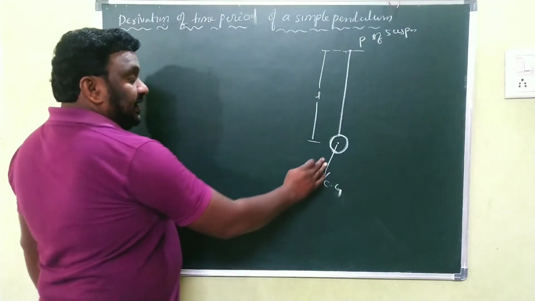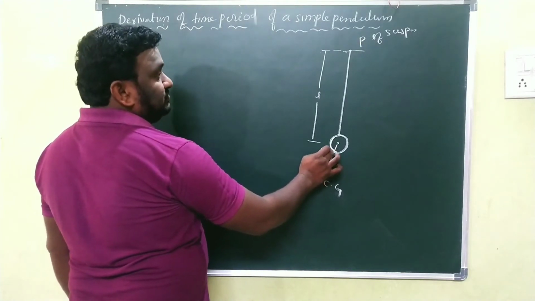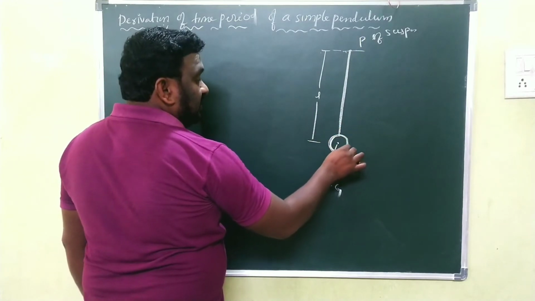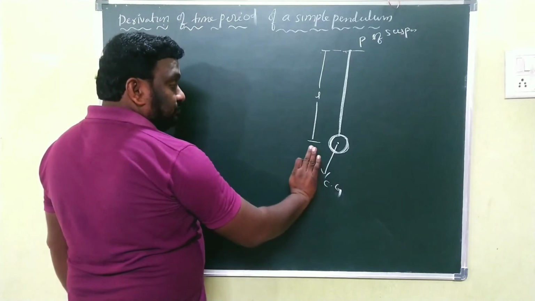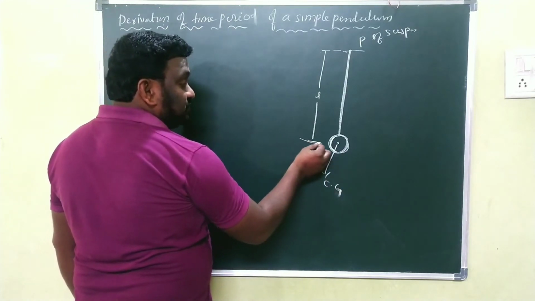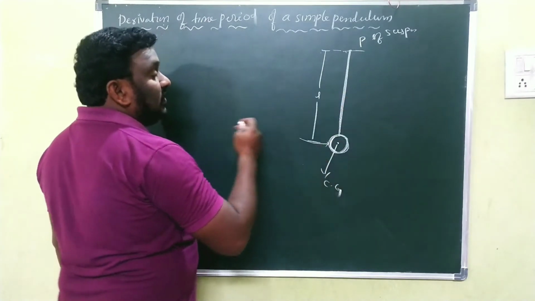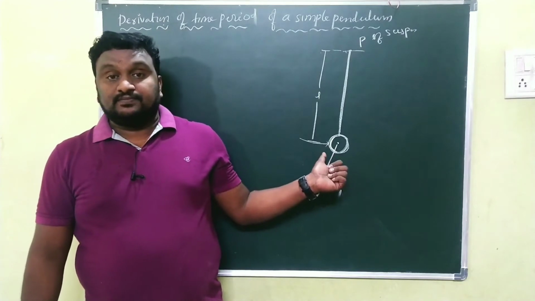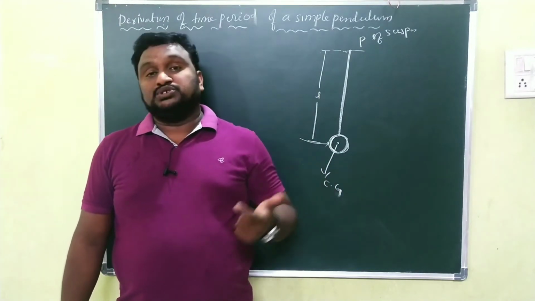Children, now the bob is at the equilibrium position. It is at rest, and that should be here, the equilibrium position. If you push it like this, if you apply some force like this, then it will execute simple harmonic oscillation. When the bob is at rest, it is said to be in equilibrium position.